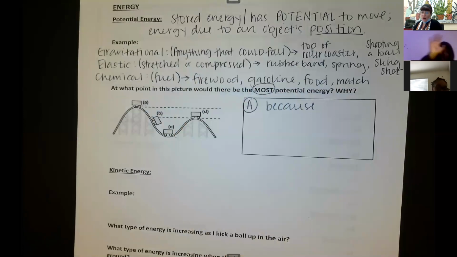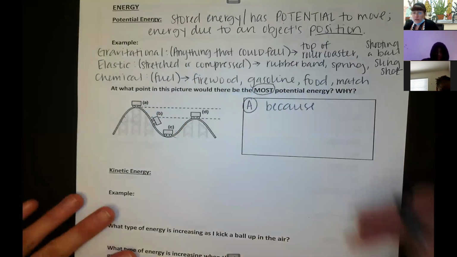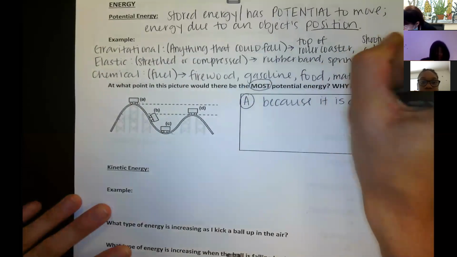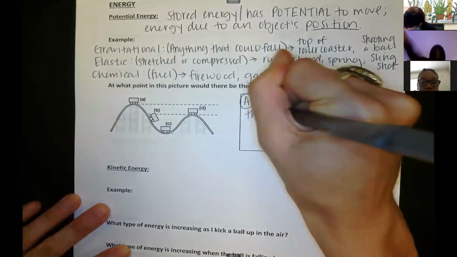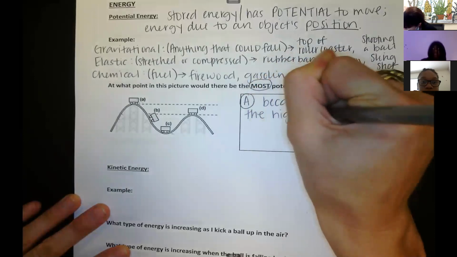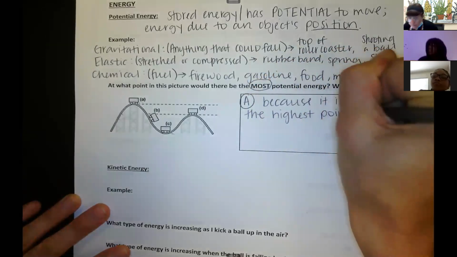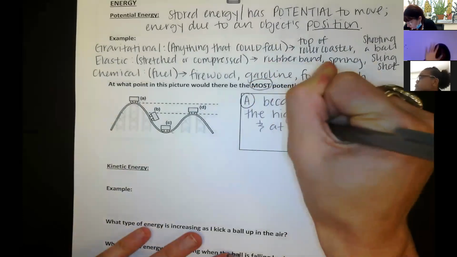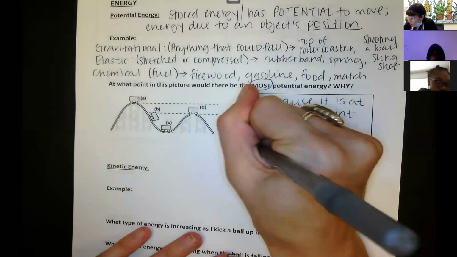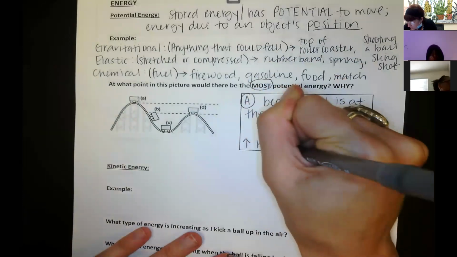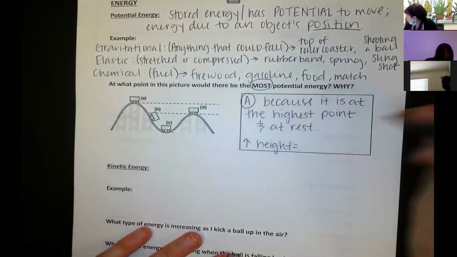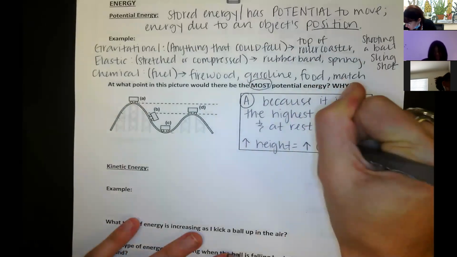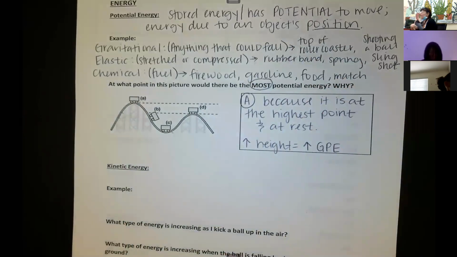Yeah, because A, I wish you would have raised your hand though. Because it is at the highest point, and at rest. Remember we said if there's more height, what happens? More or less GPE? More. Because there's more potential for gravity to push it back down.